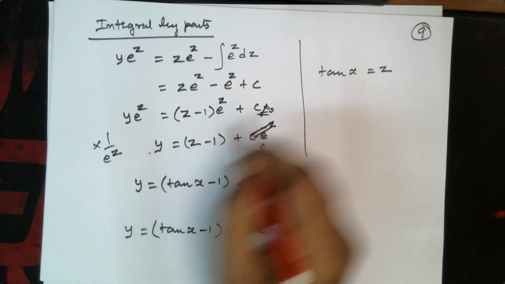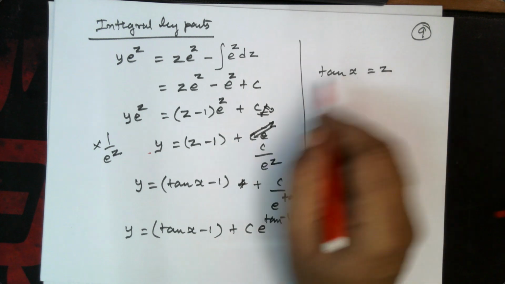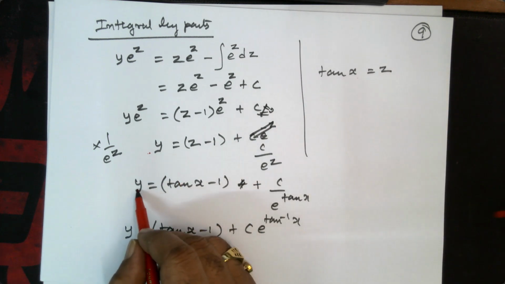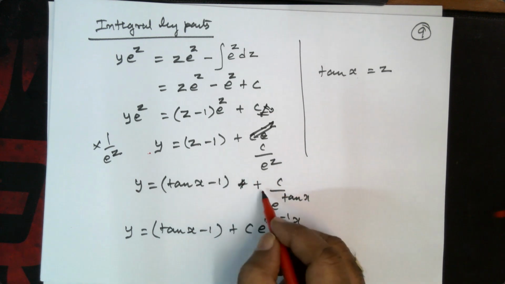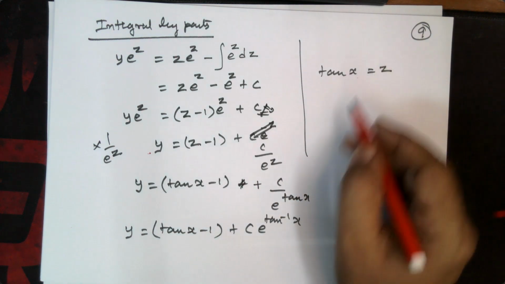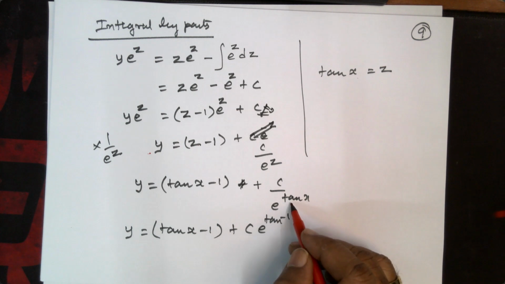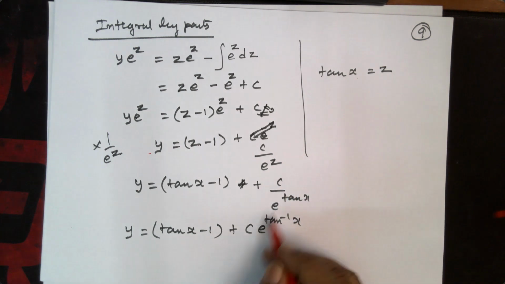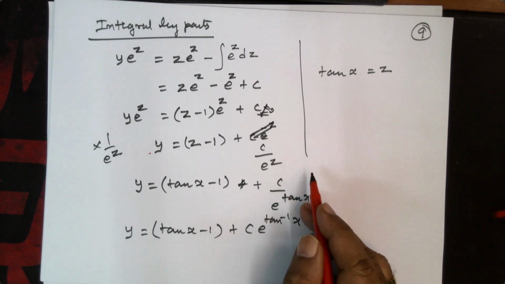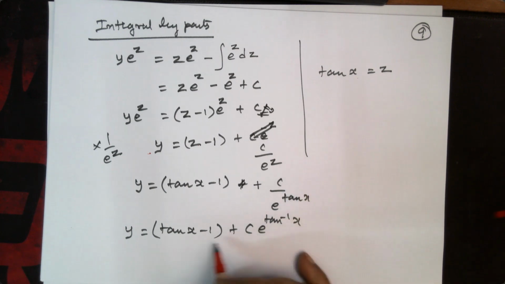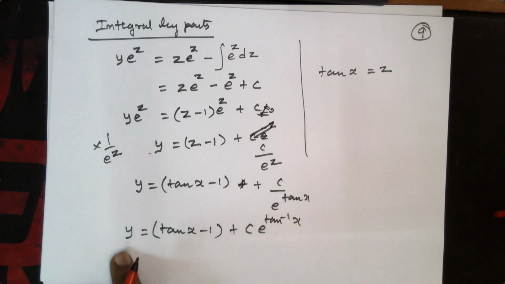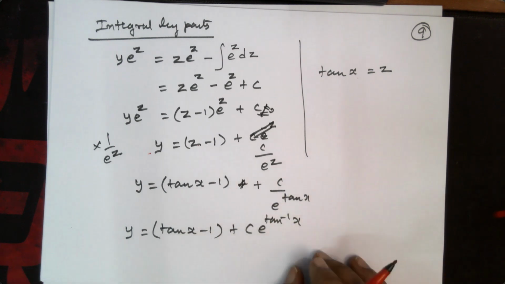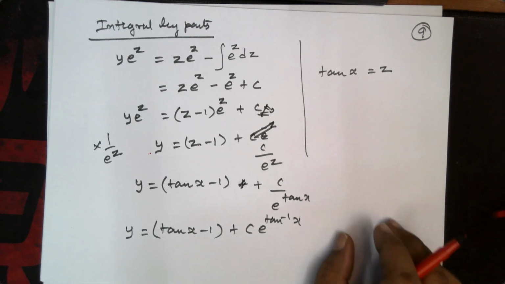Which is nothing but, now tan x is equal to z. So you can put y equal to tan x minus 1 plus c divided by e power z. Instead of e power z, you can put e power tan x. Okay, so c divided by e power tan x means that is c e power minus tan x, that is nothing but tan inverse x. So this being constant, you can make it as a constant. Now the value is y is equal to tan x minus 1 plus the respective constant. Okay.